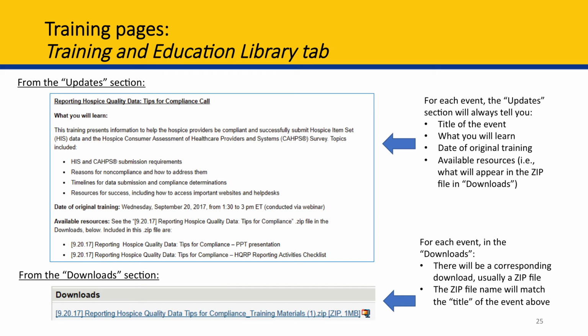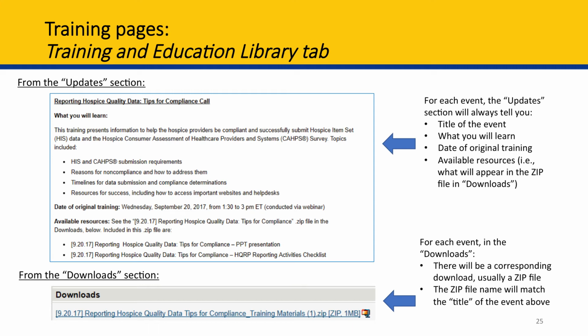For each event, all relevant training materials and resources are listed in the event description under Updates, and the downloadable materials are grouped into a single download for the event in zip format. The example here is for the Reporting Hospice Quality Data Tips for Compliance training.